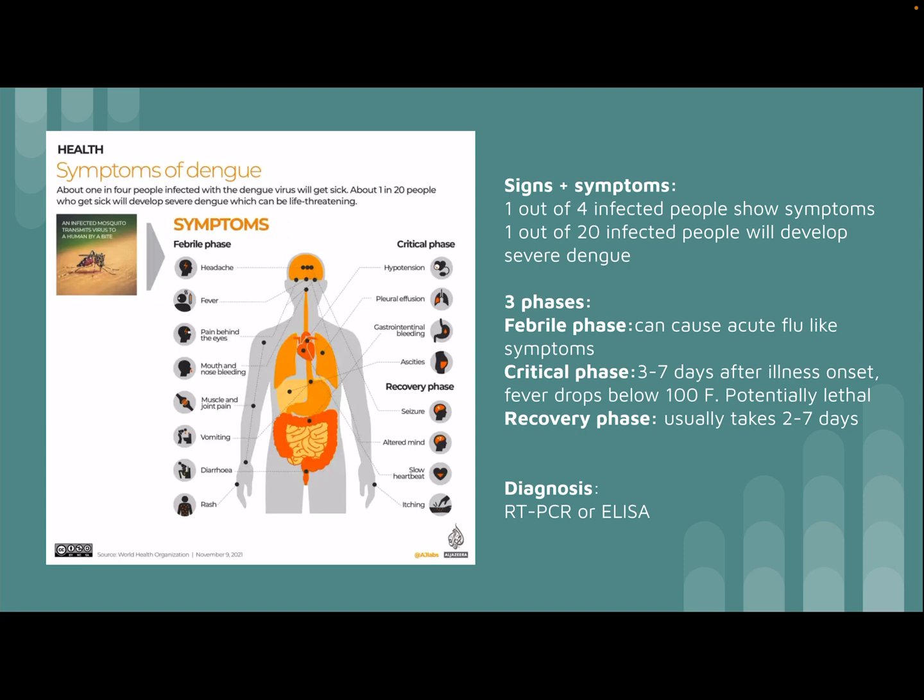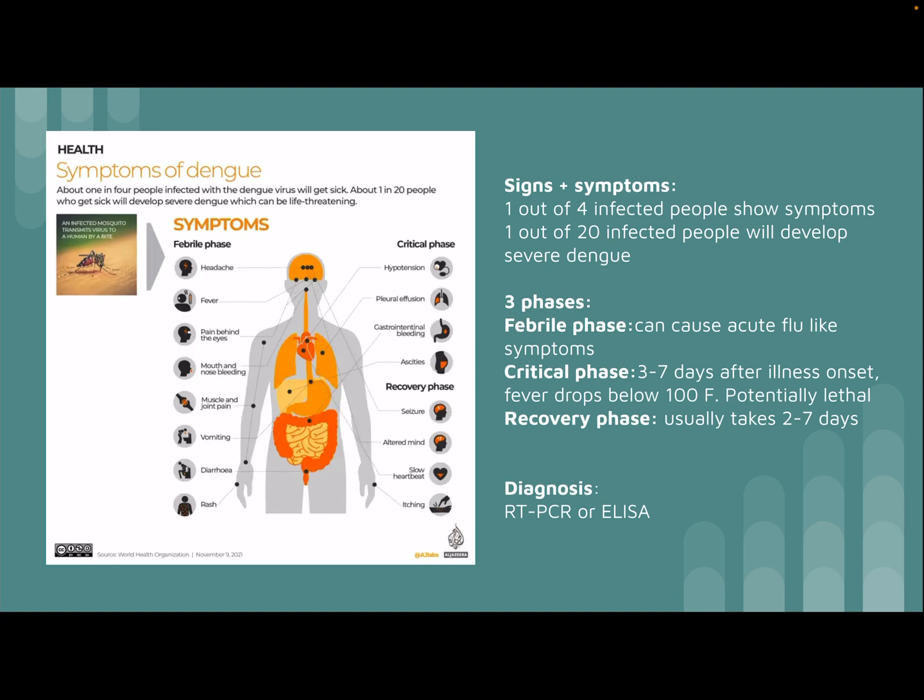There are 3 phases to the disease. Febrile phase, which can cause acute flu-like symptoms and can many times go unnoticed. It's often linked with travelers, and its characteristics are a fever of 104 degrees and 2 of these other signs listed, like headache, pain behind the eyes, mouth and nose bleeding, muscle and joint pain, vomiting, diarrhea, or rash.